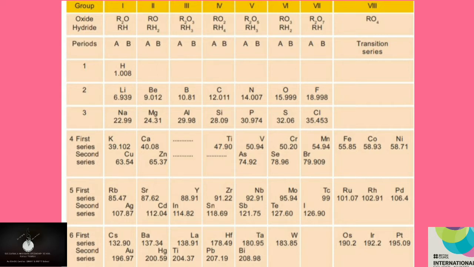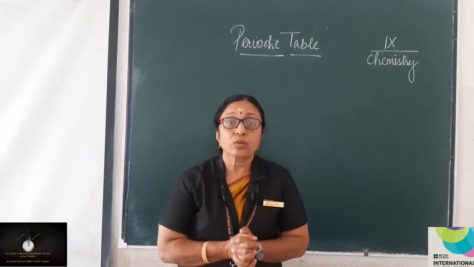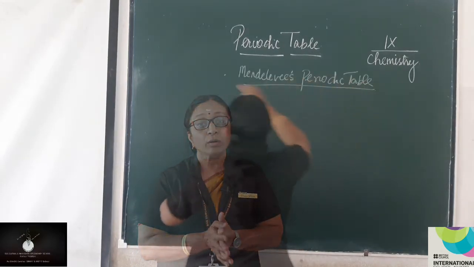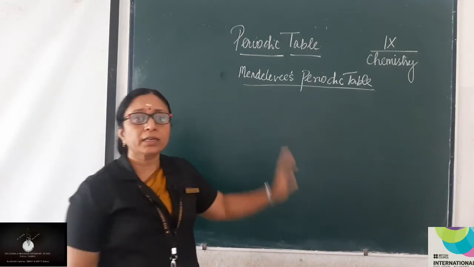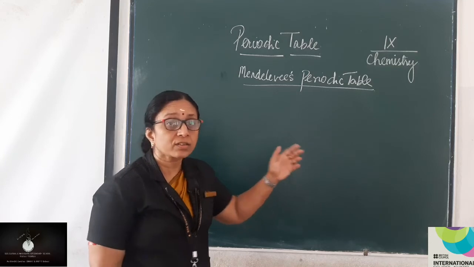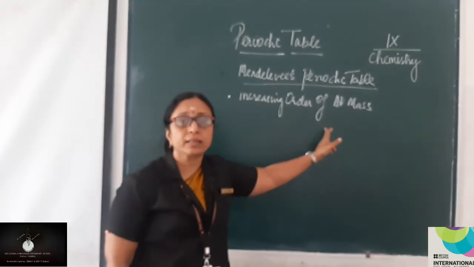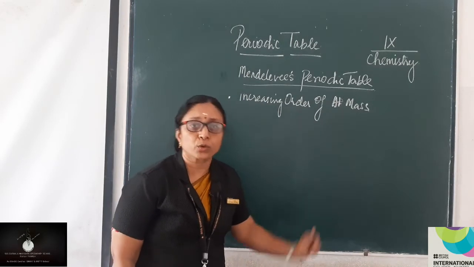And how many periods are there? 6 periods in Mendeleev's periodic table. Yes. So what did Mendeleev do? In Mendeleev's periodic table, what are the important points we discussed? The first one was elements were arranged in the increasing order of atomic mass.